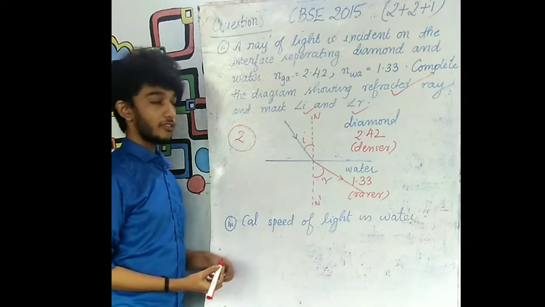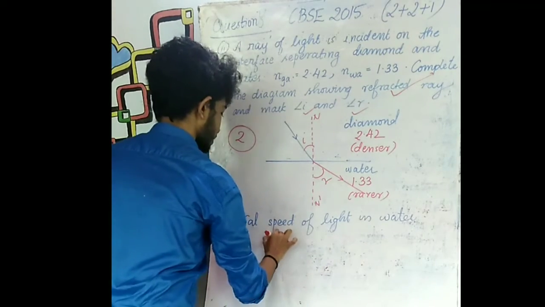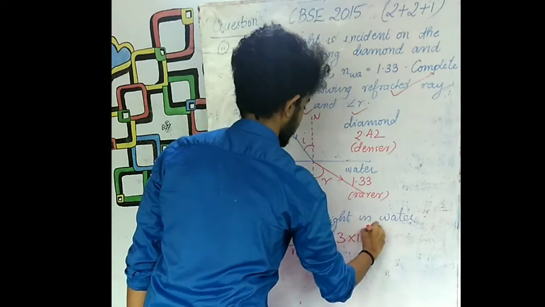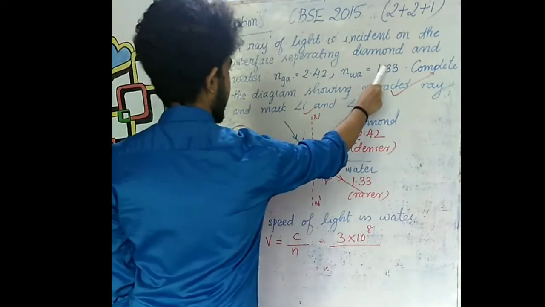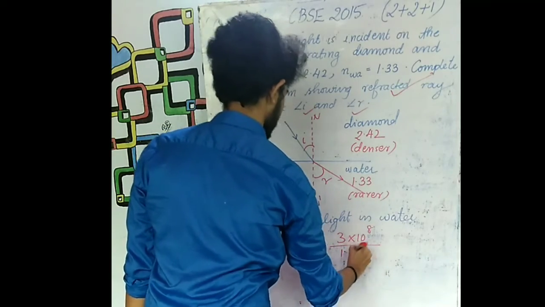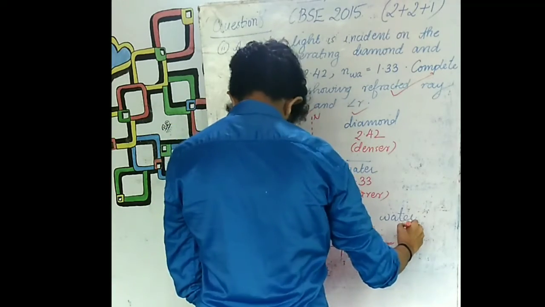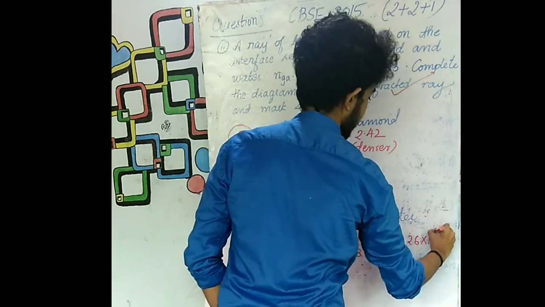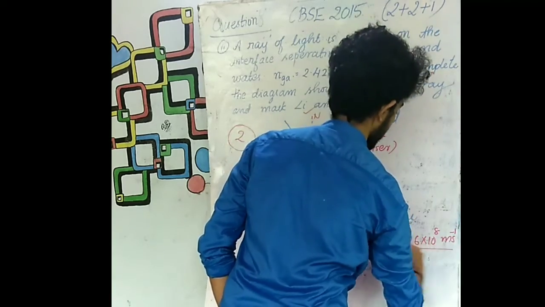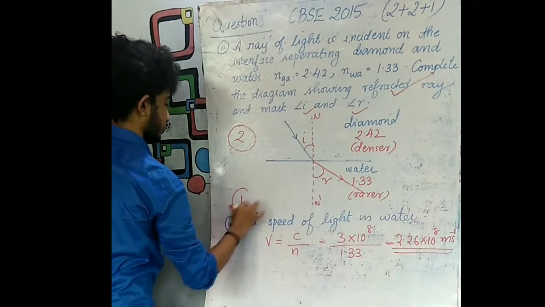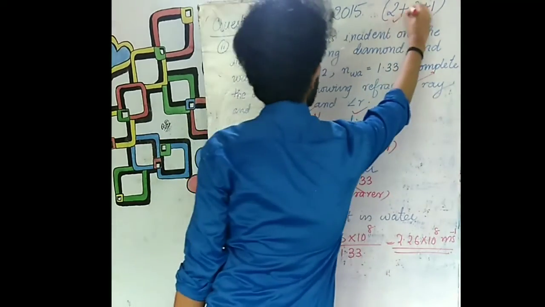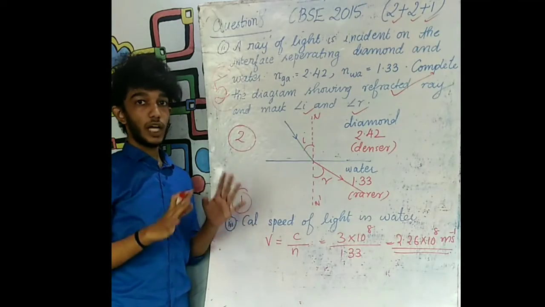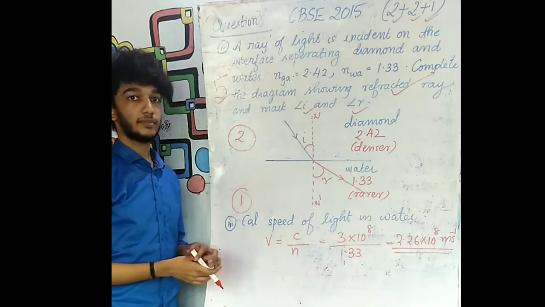Now calculate the speed of light in water. How can we calculate? The speed of light in the medium equals c by n. What is c? 3 into 10 raised to 8 meter per second divided by n. What is n? 1.33. 3 into 10 raised to 8 divided by 1.33 is equal to 2.26 into 10 raised to 8 meter per second. This is the speed of light. 1 mark. So 2 plus 2 plus 1 equal to 5 marks for the question. So this is how you have to attempt the question in your answer booklet.